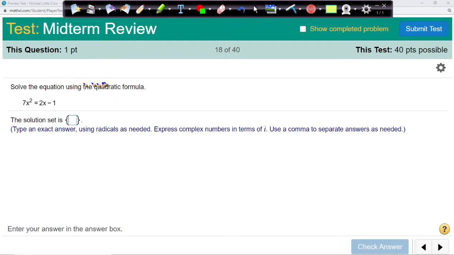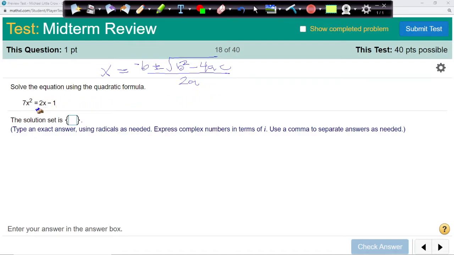It starts off equal to 0, and then the quadratic formula says that your x is going to be equal to minus b plus or minus the square root of b squared minus 4ac, all over 2a. And so we solve this.